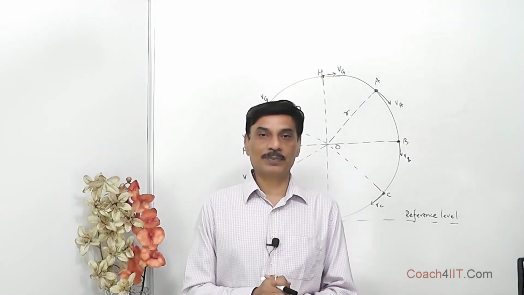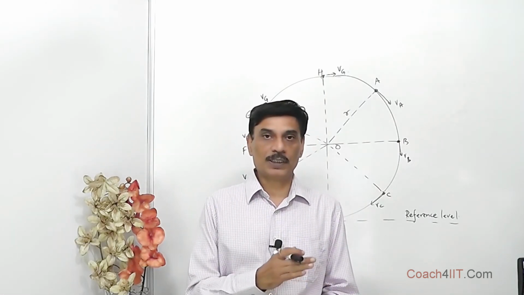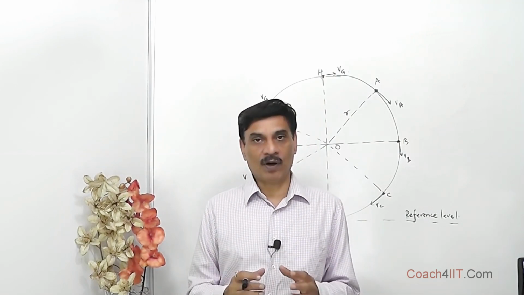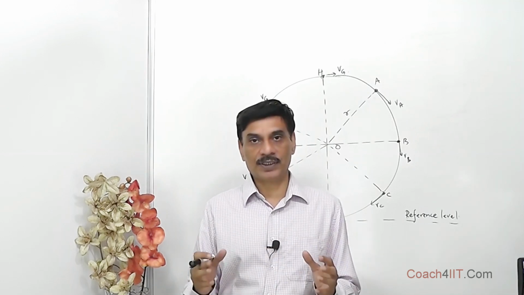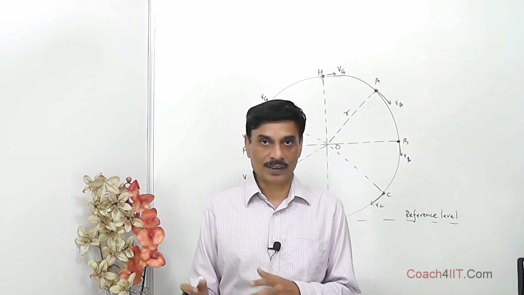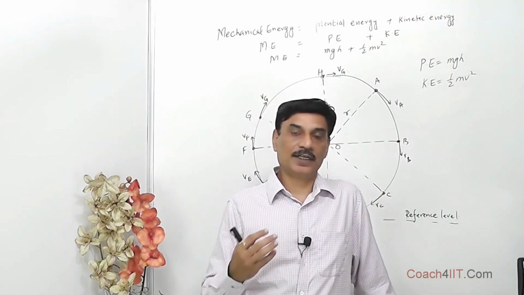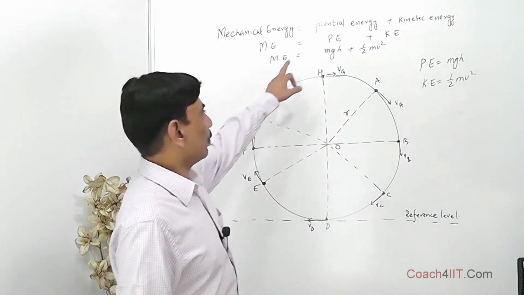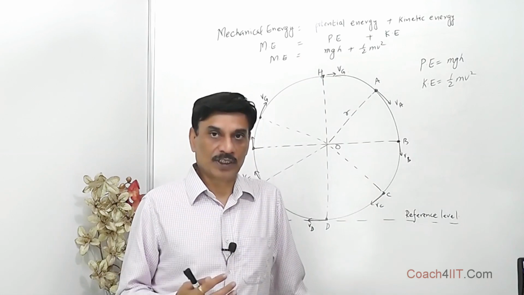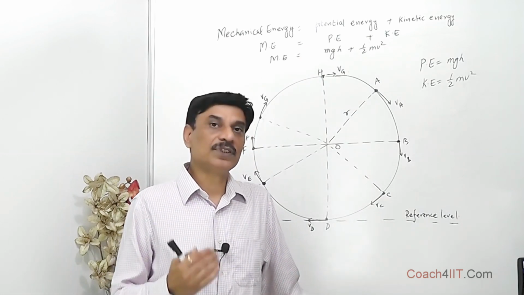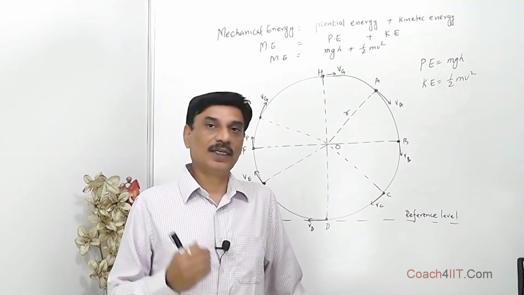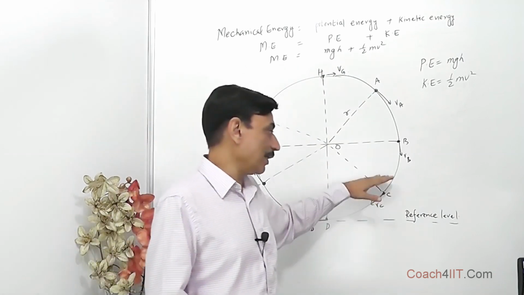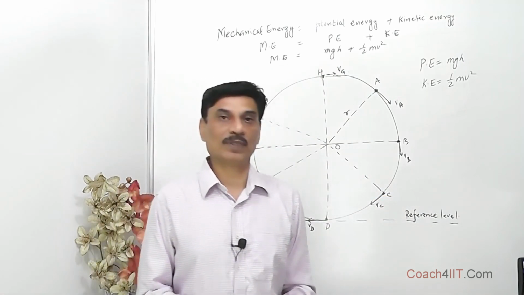The conservation of mechanical energy principle says that if there are no dissipative forces like friction, air resistance, etc., then the sum of kinetic energy and potential energy of the system is constant. Mechanical energy is the sum of potential energy and kinetic energy of the system. The gravitational potential energy is mgh, where m is the mass of the body, g is acceleration due to gravity, and h is the height from the reference level. That is how high or below the body is from the reference level.